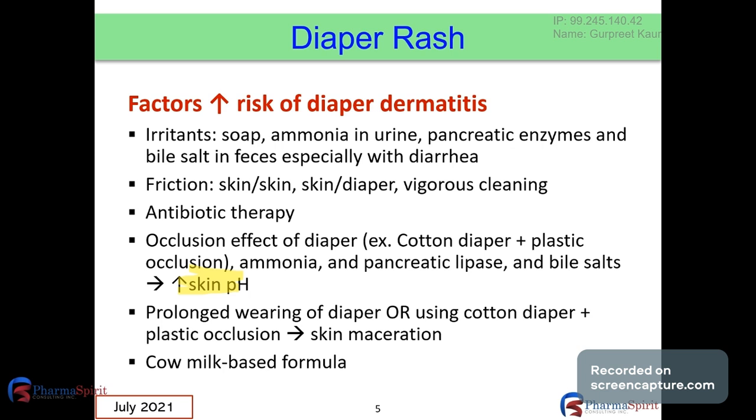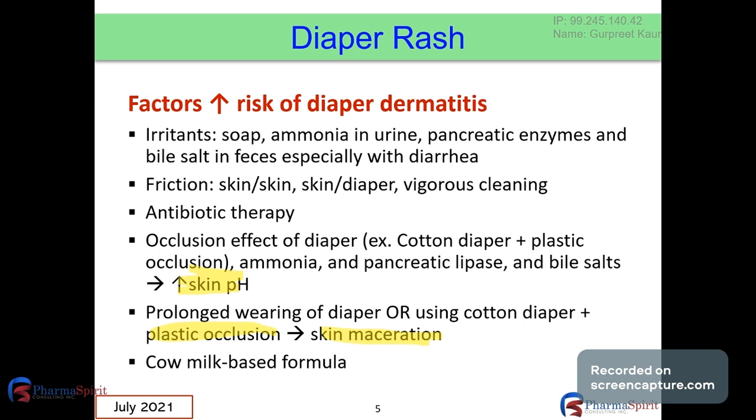The occlusion effect, the ammonia, the pancreatic lipase, the bile salt, all of these will increase the skin pH. And also, the occlusion effect causes skin maceration. Prolonged wearing of the diaper, using the diaper for a long time, not changing the diaper frequently, or using the cotton diaper plus the plastic occlusion, this causes skin maceration. And skin maceration weakens the skin and also it increases the penetration of the fungus into other skin layers.